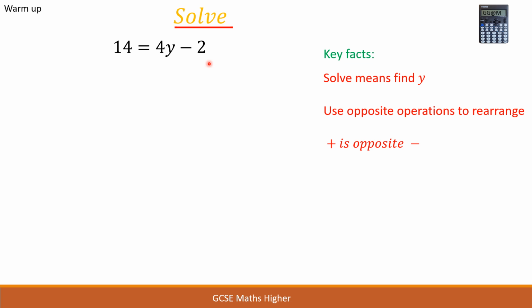You need to know plus is the opposite of minus and the opposite way round, so vice versa. Negative is the opposite of positive. Multiply and divide are the opposite of each other. Squaring and the square root are opposite of each other. And cubing and the cube root are opposite of each other. These are the main ones you will come across.